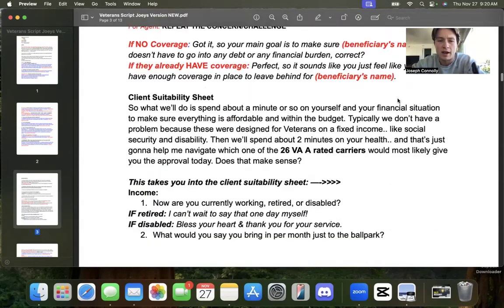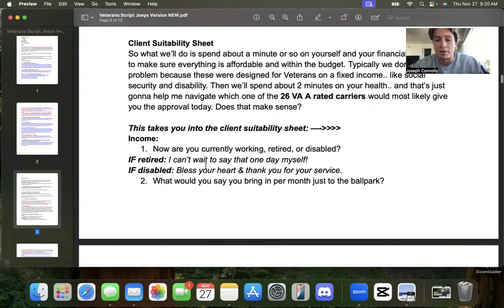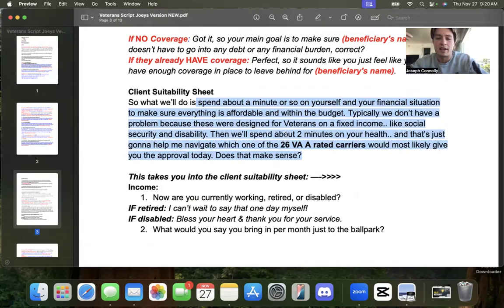So, all right, got it. And then this section right here, I don't always read this section. I only read it probably like 30% of the time. A lot of times I'll just be like, all right, perfect. And then as far as your current situation goes, are you currently working, retired, or disabled? So a lot of times I skip this section right here, just because I feel like it can ruin some conversations. What this section does is it lets them know this is going to be a longer conversation, right?